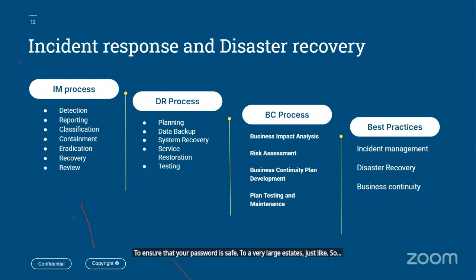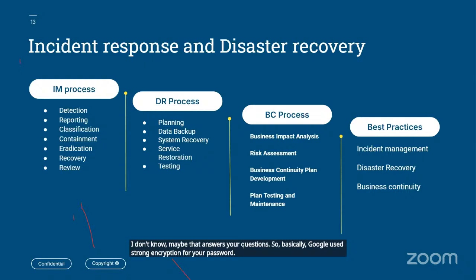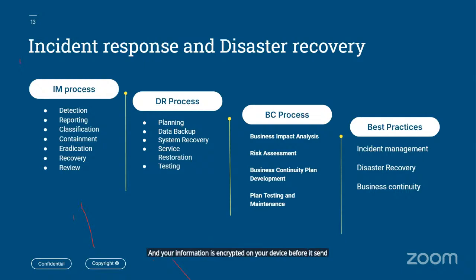I don't know, maybe that answers your question. So basically, Google uses strong encryption for your password, and your information is encrypted on your device before it is sent to Google servers. Do you understand? So even as you are storing your password, it is encrypted, and they too do internal encryption. As a result, it ensures that the password is kept very, very safe. So I hope that answered your question. All right. The person said yes. Thank you.